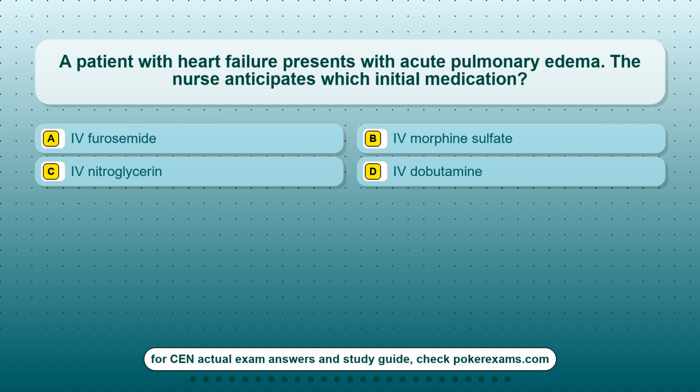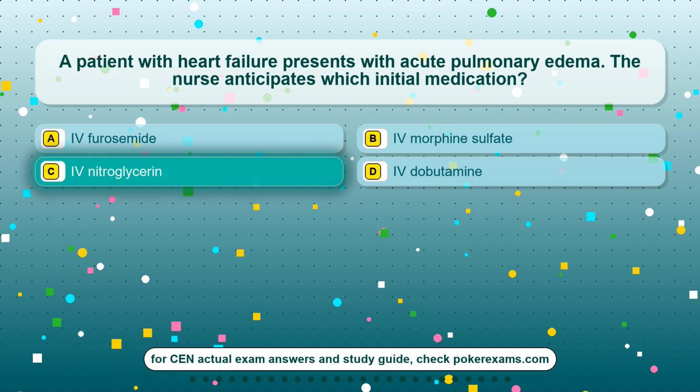Question 21. A patient with heart failure presents with acute pulmonary edema. The nurse anticipates which initial medication? Option A, furosemide. Option B, morphine sulfate. Option C, nitroglycerin. Option D, dobutamine.